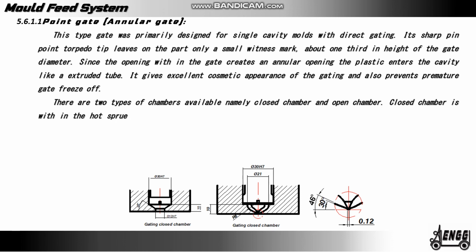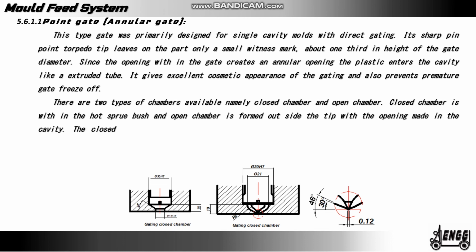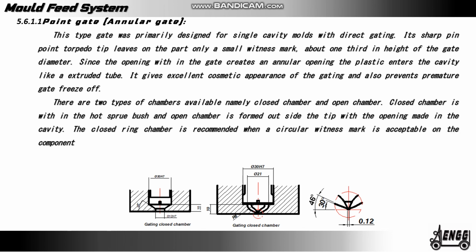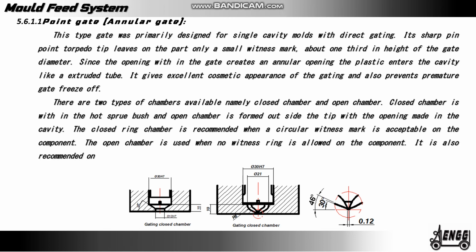Closed chamber is within the hot sprue bush, and open chamber is formed outside the tip with the opening made in the cavity. The closed ring chamber is recommended when a circular witness mark is acceptable on the component. The open chamber is used when no witness ring is allowed on the component. It is also recommended on ribs and curved surfaces.